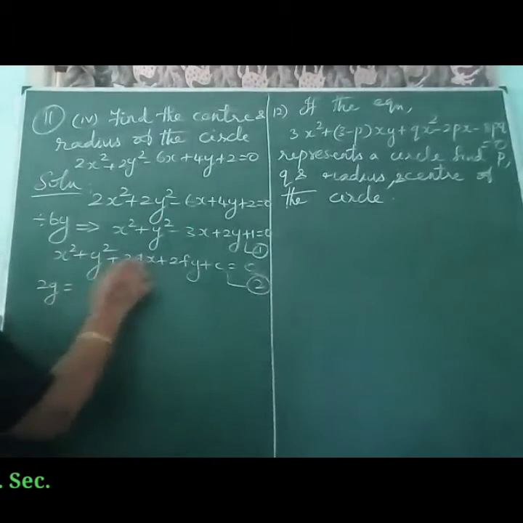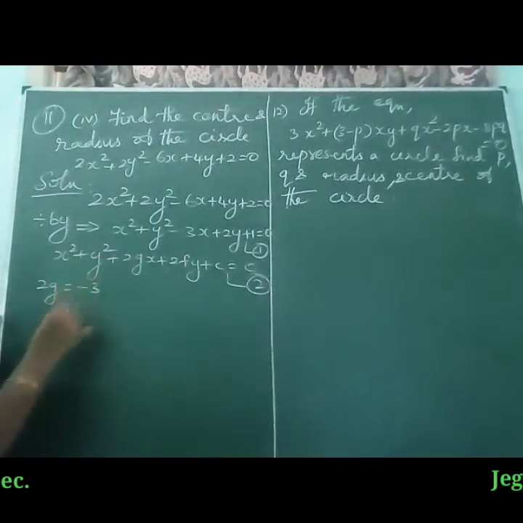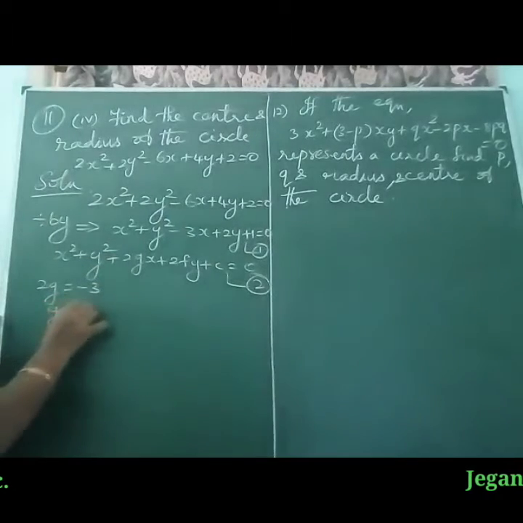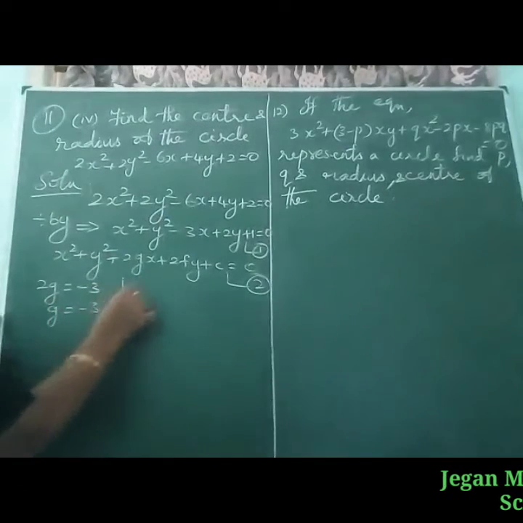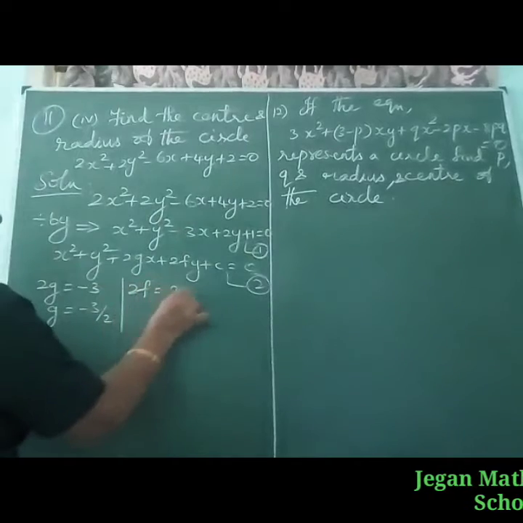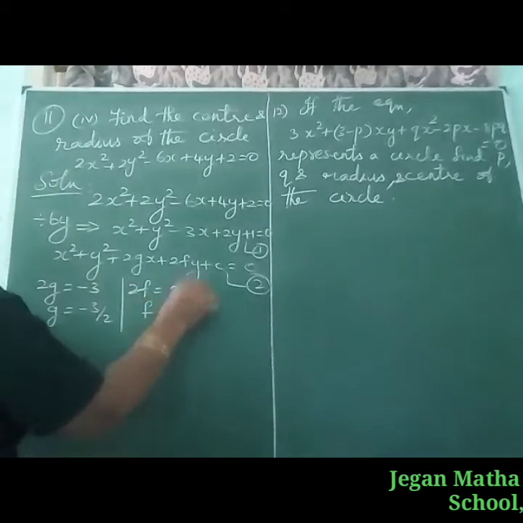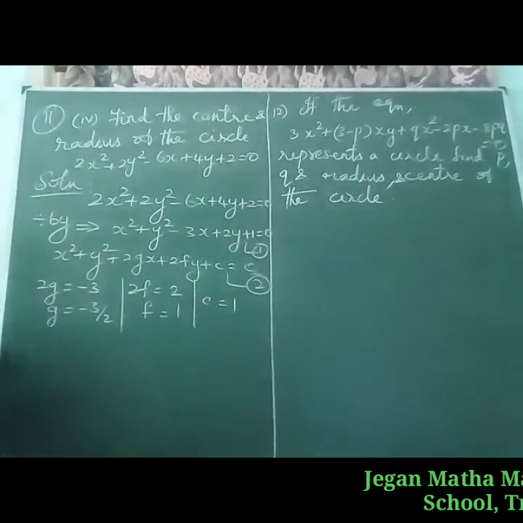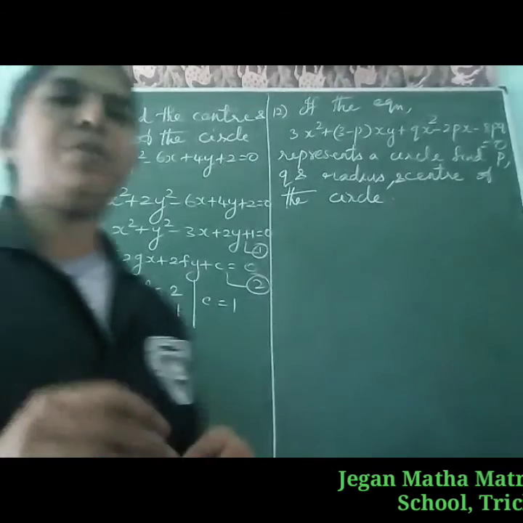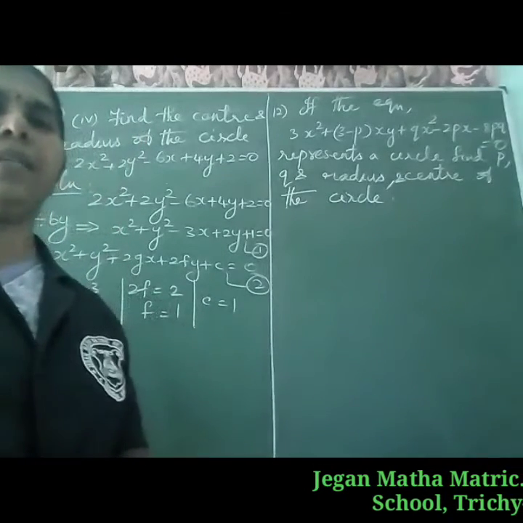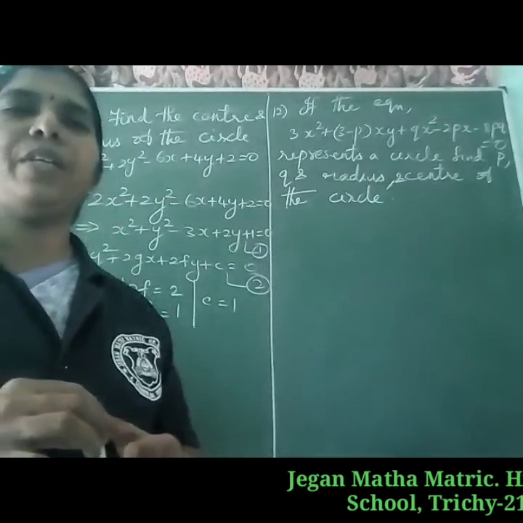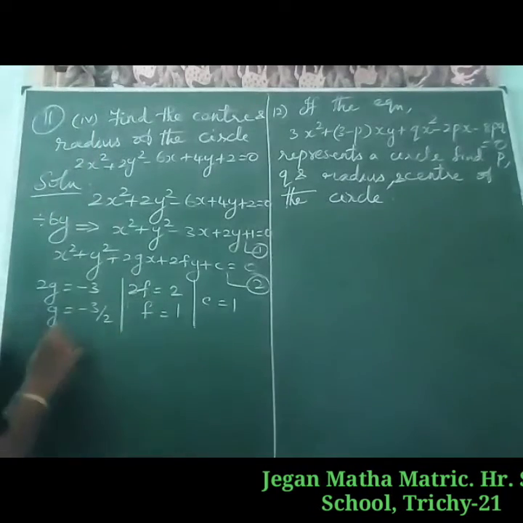2g is equal to minus 3, g is equal to minus 3 by 2. 2f is equal to 2, f is equal to 1 and c is also 1. We have to find out g, f and c. The formula to find out the center of the circle.